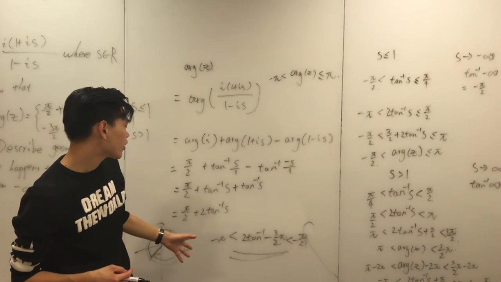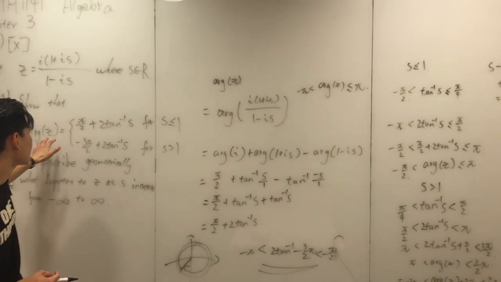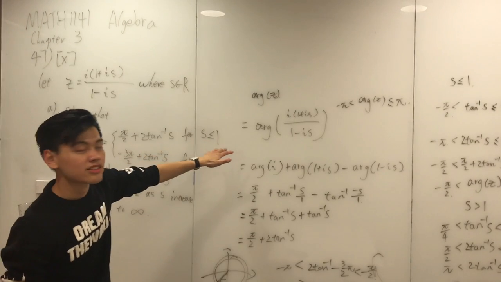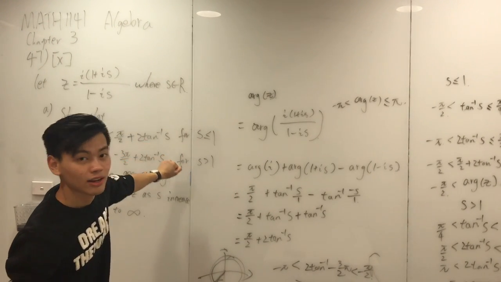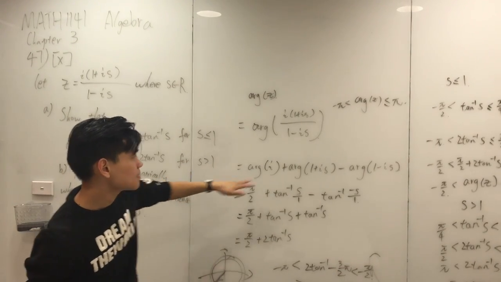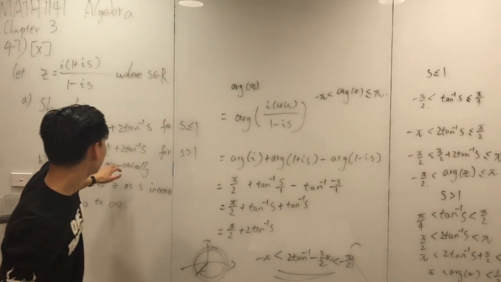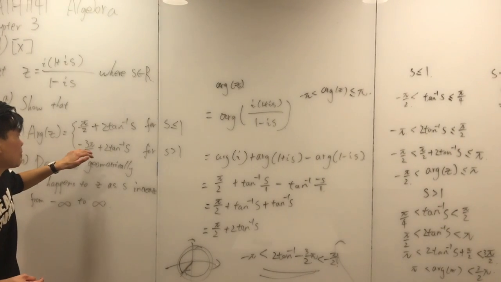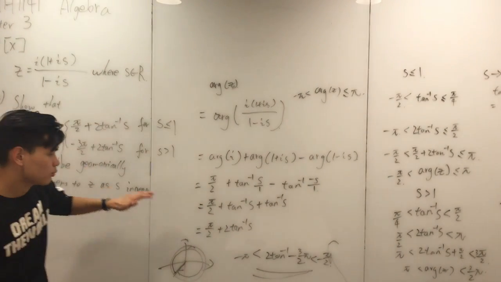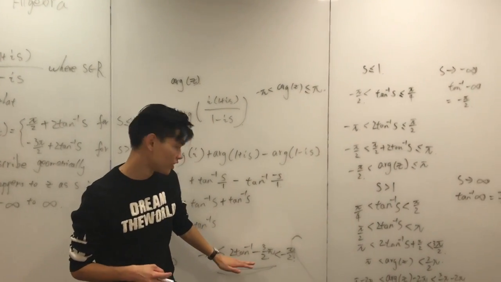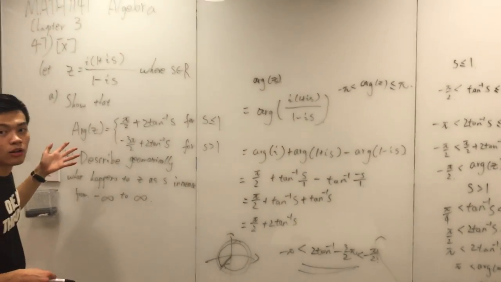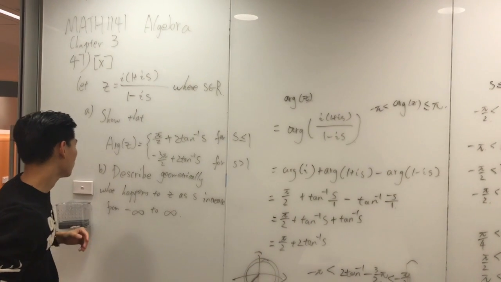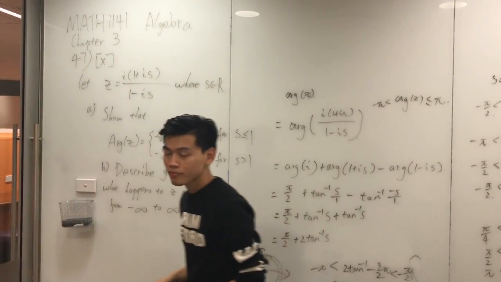So what we got is, when s is less than 1, it will be pi/2 plus 2 inverse tan s. But when s is bigger than 1, it has to be negative 3 pi/2 plus 2 inverse tan s, which is what I get here. Okay, now we solved the first part of the question. Now let's look at the second part of the question.